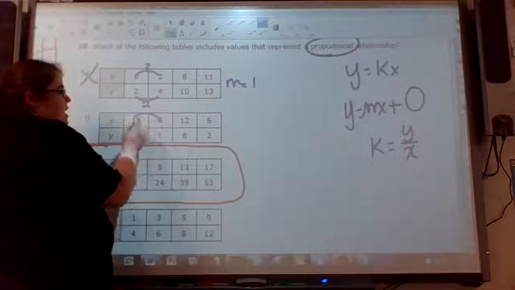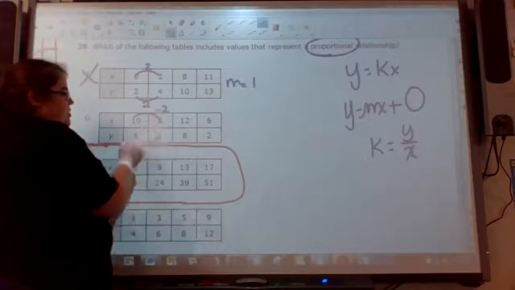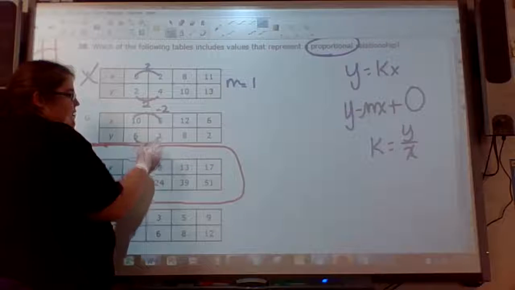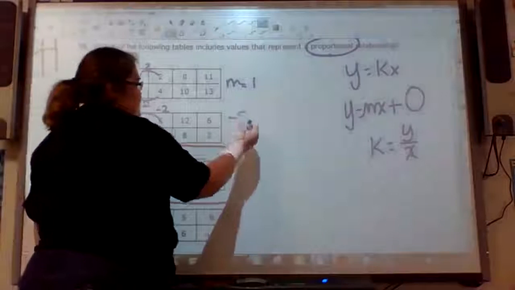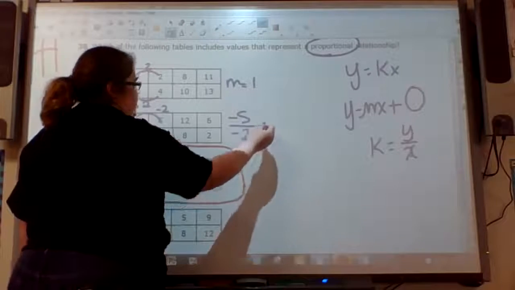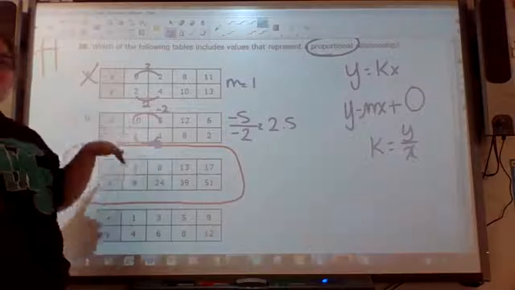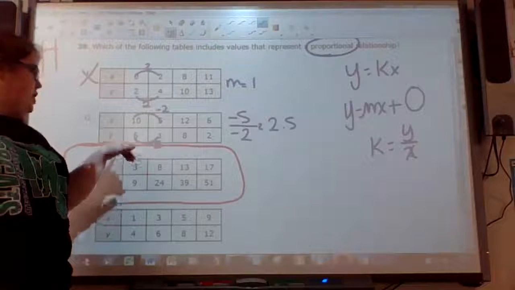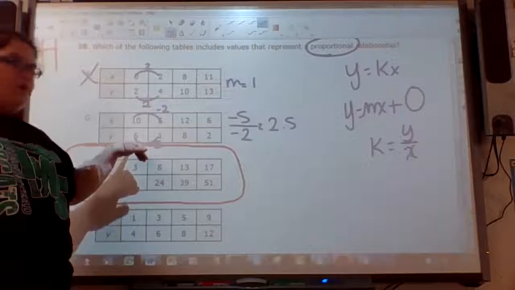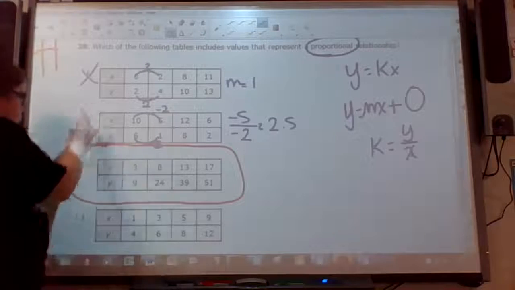Subtract. 5 minus 10 is negative 5. 1 minus 6 is negative 5. Negative 5 divided by negative 2 is 2.5. So 10 times 2.5, is that 6? No.